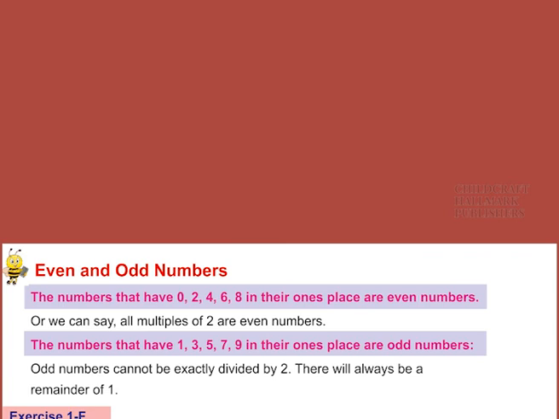Even and odd numbers. The numbers that have 0, 2, 4, 6, 8 in their ones place are even numbers, or we can say all multiples of 2 are even numbers. The numbers that have 1, 3, 5, 7, 9 in their ones place are odd numbers. Odd numbers cannot be exactly divided by 2. There will always be a remainder of 1.